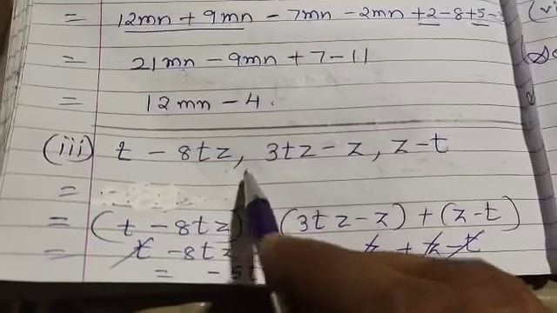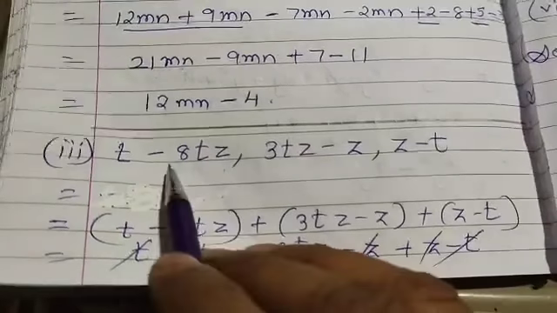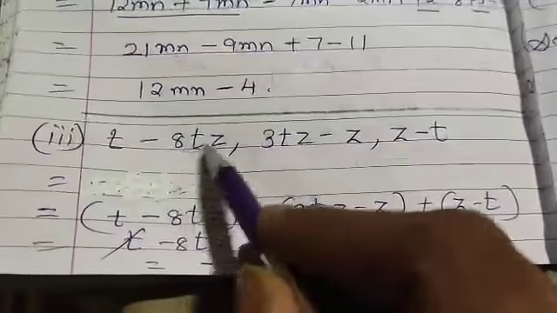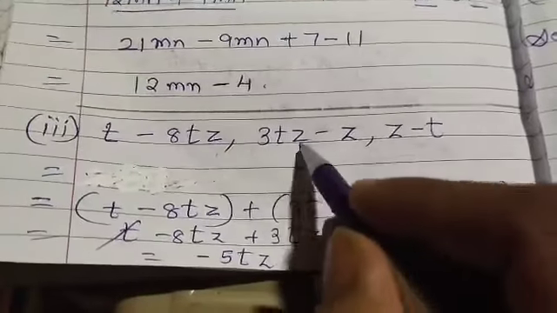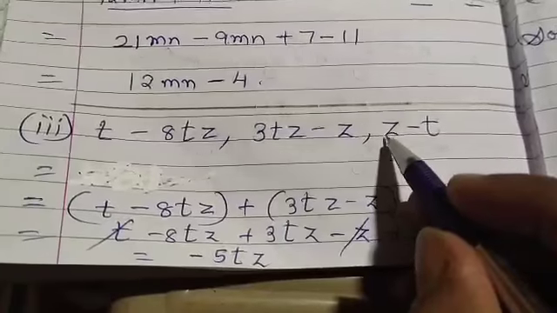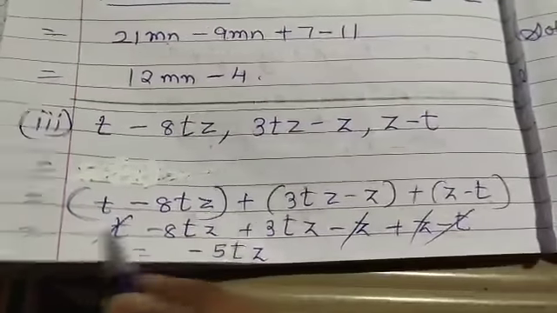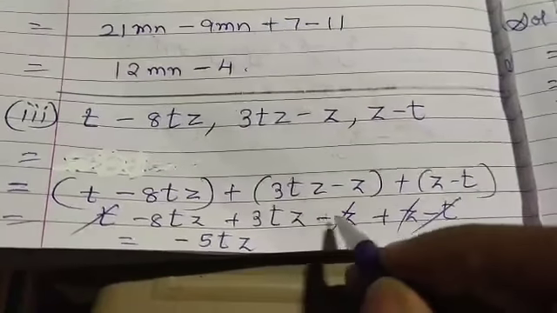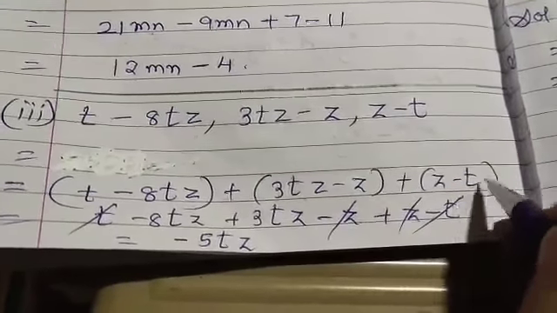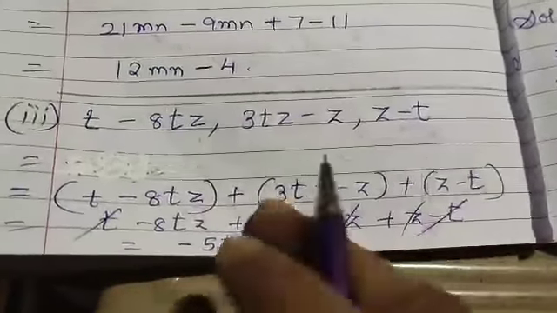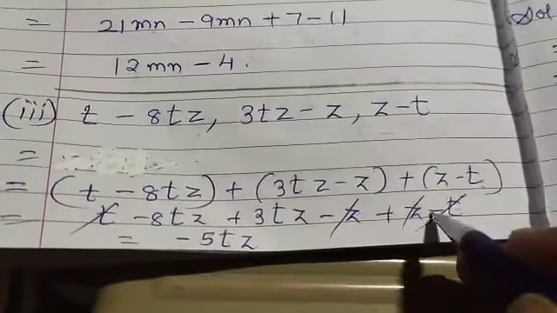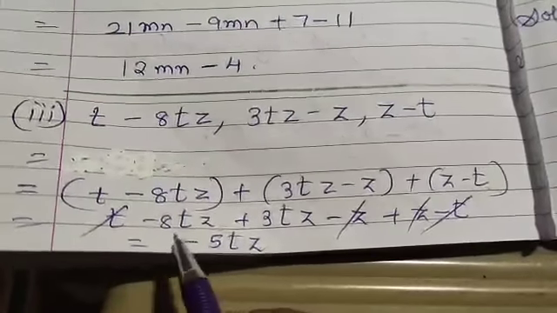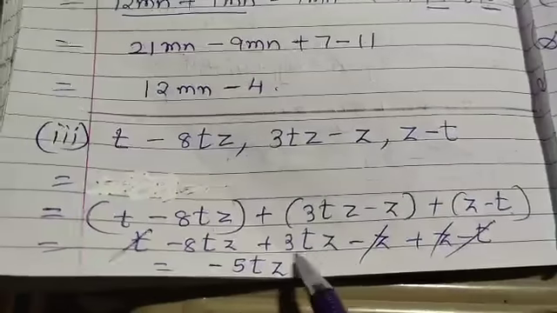Means in place of comma you have to put plus sign, because we have to add all the expression. So first put t minus 8tz in bracket plus 3tz minus z in bracket plus z minus t in bracket. Then open the bracket, that is t minus 8tz plus 3tz minus z plus z minus t. Then see, whatever is possible to cancel you can cancel, that is positive t and negative t will get cancelled. Negative z and positive z will get cancelled.